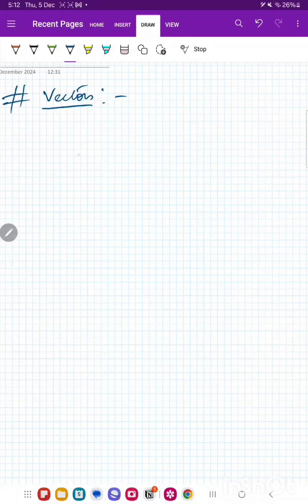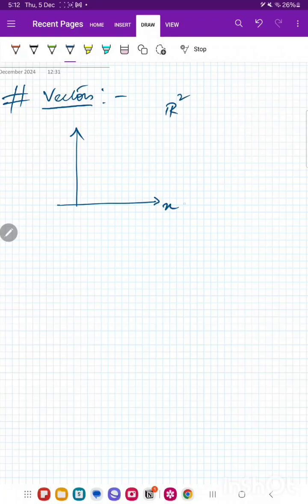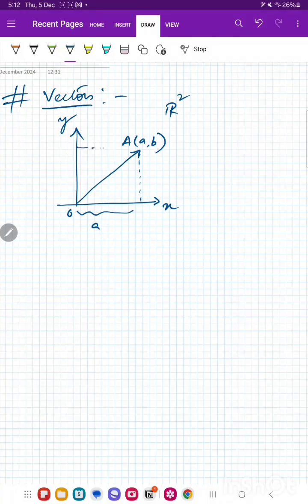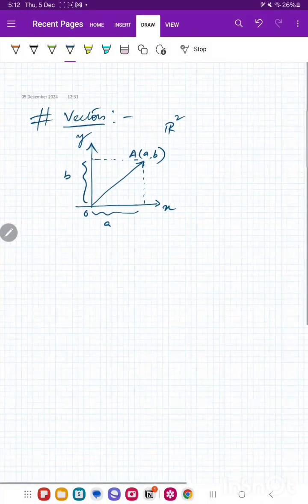So a vector is basically a point representation in any n-dimensional space. So here we have R2, a real space in 2 dimensions. So we have the axes x and y. We can represent a point, say A, with coordinates a, b. So this is a vector in R2. So A has a distance along the x-axis from the origin, which is a units, and has a distance b units along the y-axis from the origin.